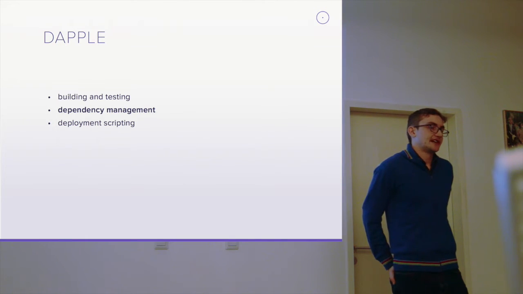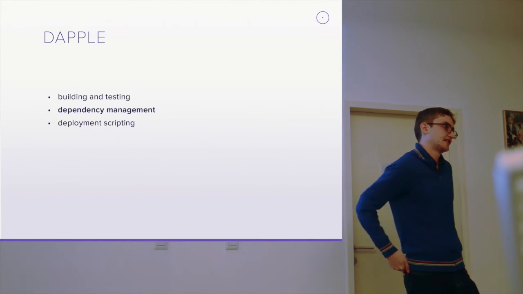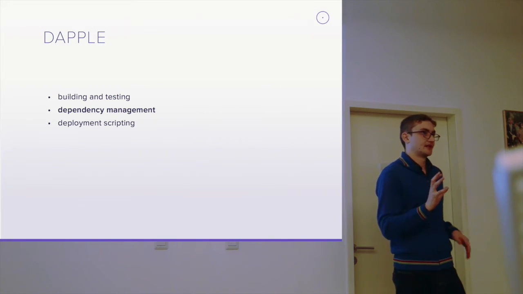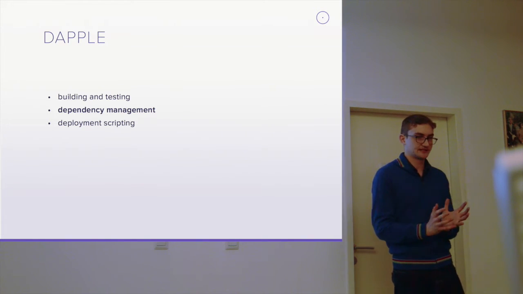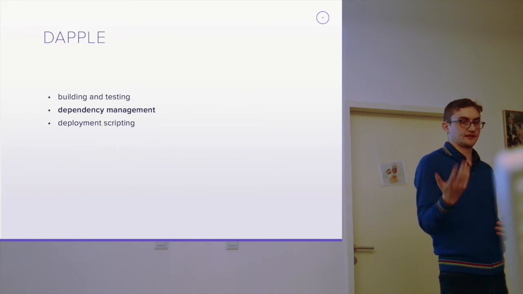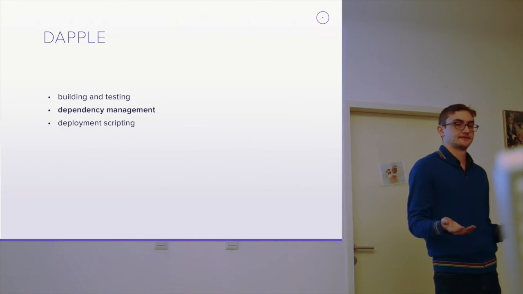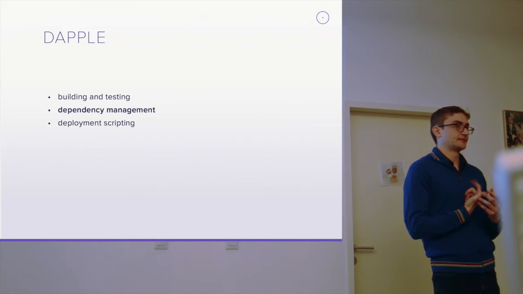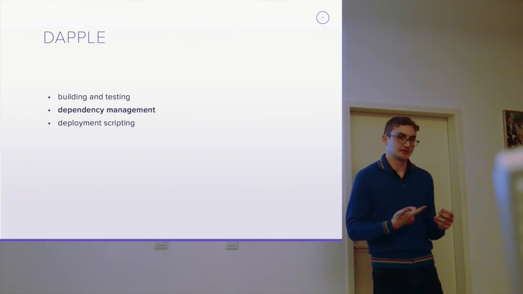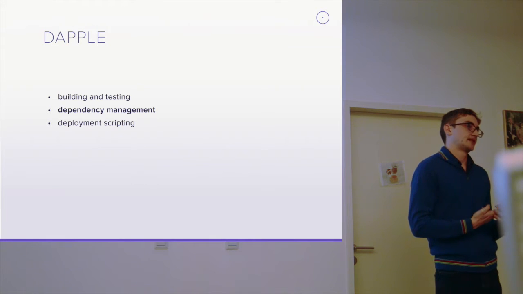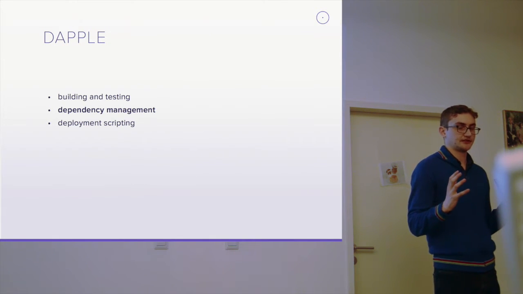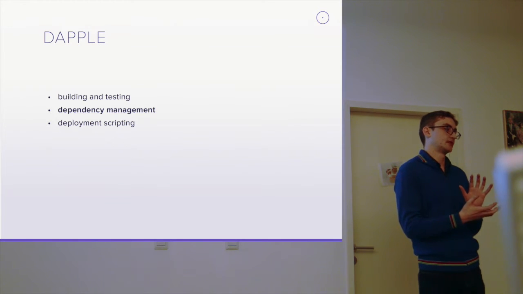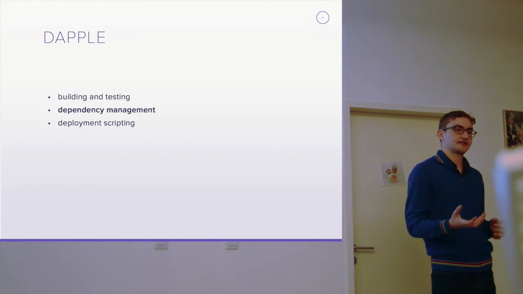What is the function of dapple? It does three things. Well, it does one thing well: careful attention to the package model. But what you use it for is a multi-tool for building and testing, for dependency management, package management, and for deployment scripting. And these three things are related to each other in a way that's very unique to Ethereum or to the smart contract ecosystem.